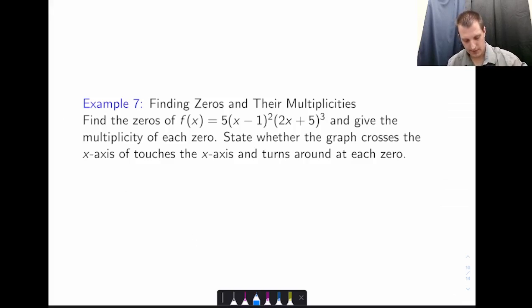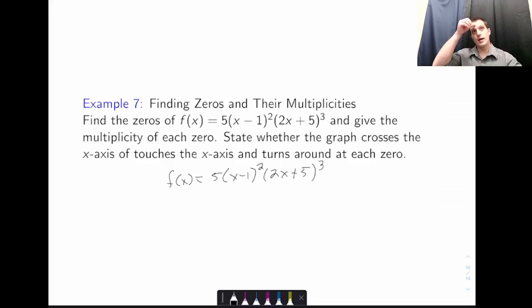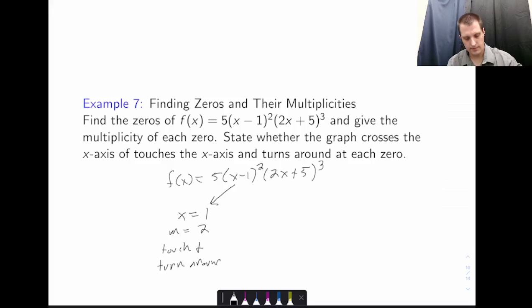All right, so we have f of x equals 5 times x minus 1 squared times 2x plus 5 cubed. I'm going to ignore the 5 because it doesn't matter. 5 is just a number. We're not going to get any zeros. We need x's. So here, this one gives us x equals 1. It has a multiplicity, which I'm going to make m equal to 2. So here it's going to touch and turn around.